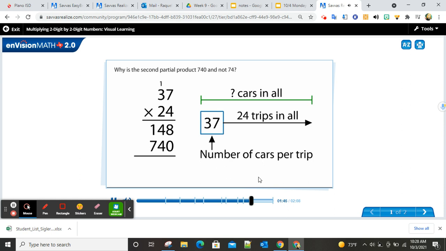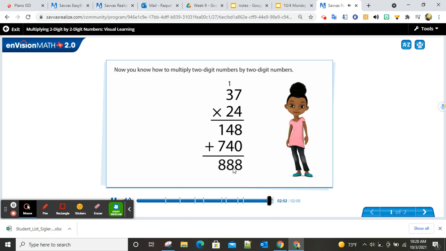Why is the second partial product 740 and not 74? Because the second partial product is 20 times 37, not 2 times 37. The ferry carried 888 cars on Saturday. Now you know how to multiply two-digit numbers by two-digit numbers.